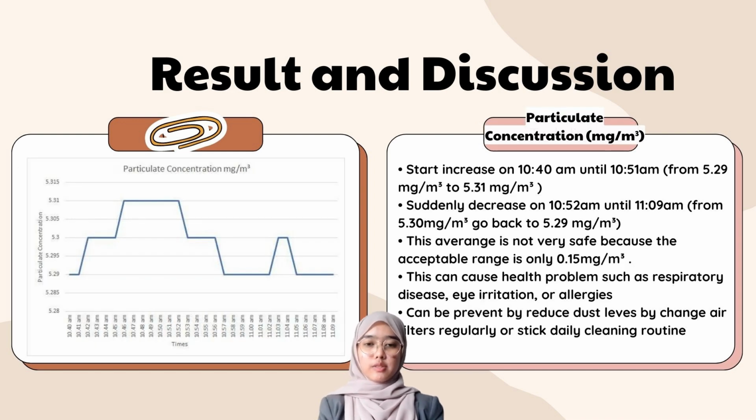So the next result is about particulate concentration, which starts to increase at 10:40 am until 10:51 am, from 5.29 milligram per cubic meter to 5.31 milligram per cubic meter. Then it suddenly decreases from 10:52 am until 11:09 am. That shows it going from 5.30 milligram per cubic meter back to 5.29 milligram per cubic meter.